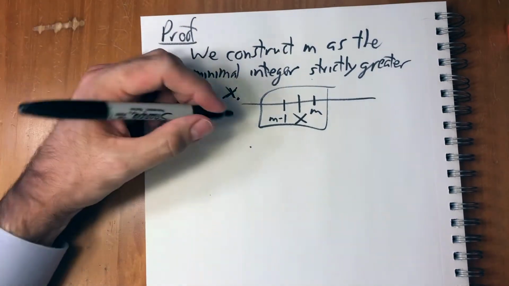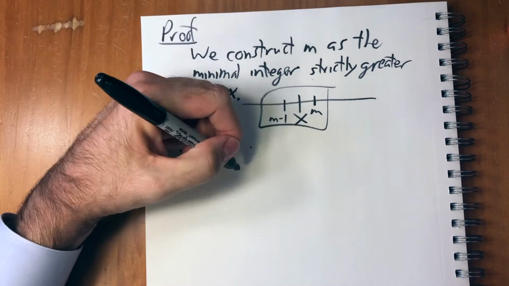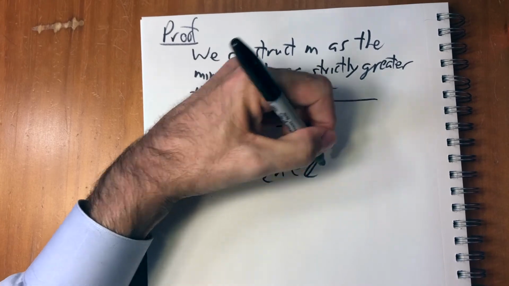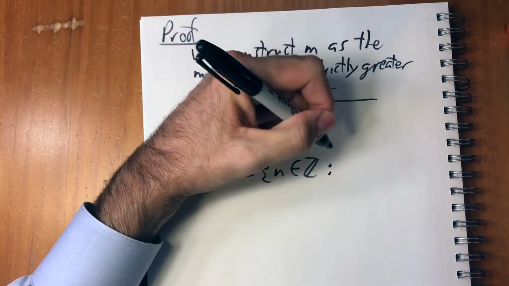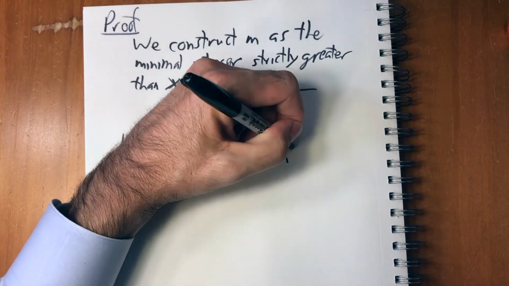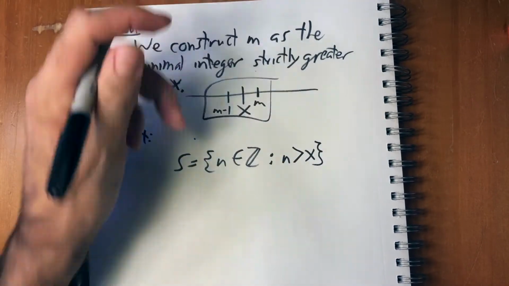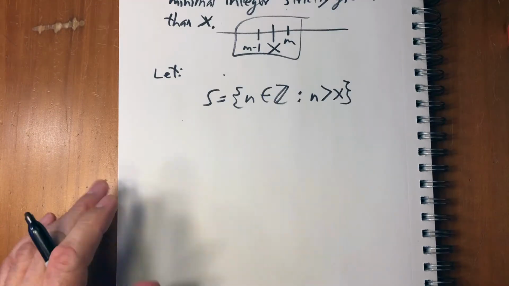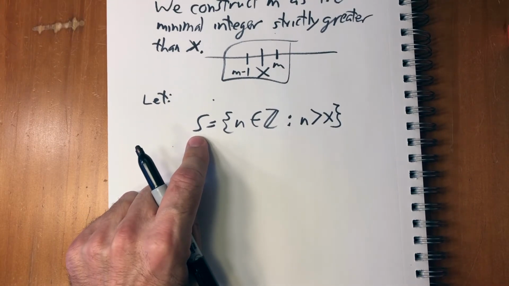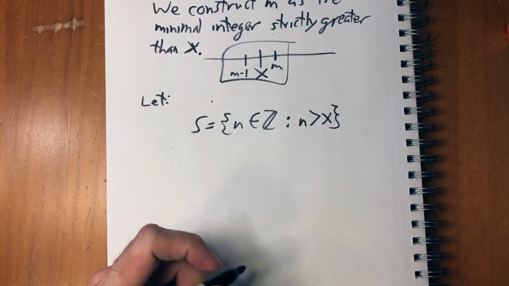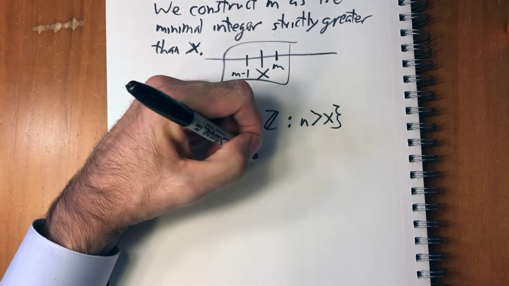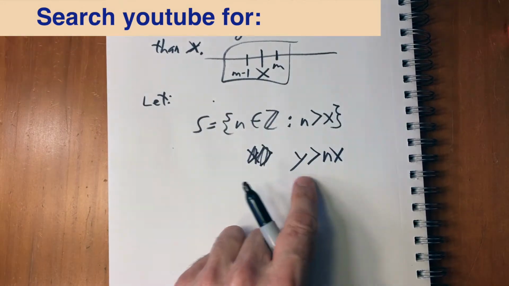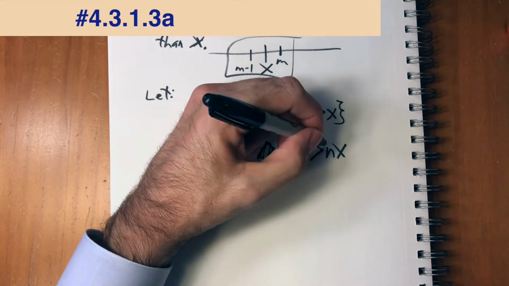So to do so, let S equal the set of n in the integers such that n is greater than x. So we want S to be the set of all the integers that are bigger than x. So S is not empty. We know that there's something in S because of the Archimedean property, because the Archimedean property says that for any y, we can find an n that will make the x bigger than it, right? Oh, no, this goes the other way.